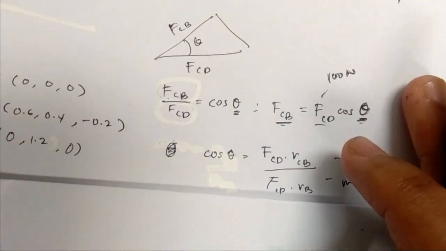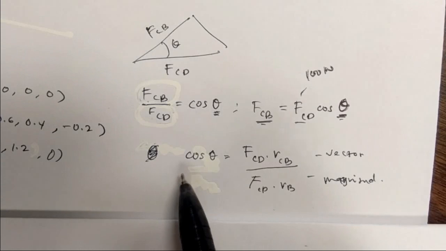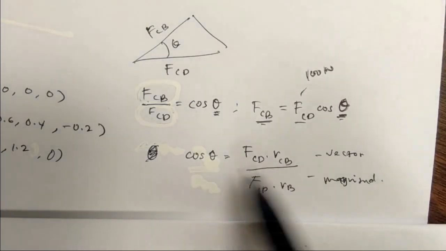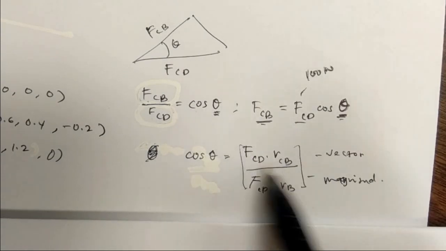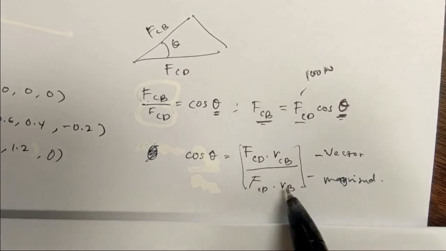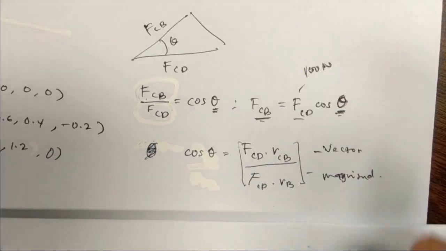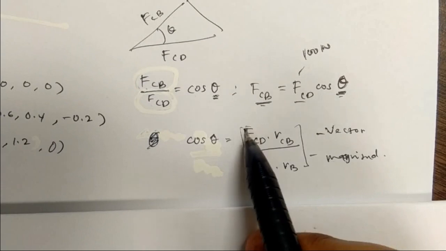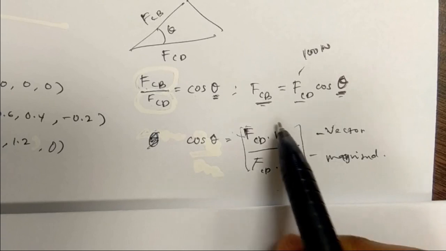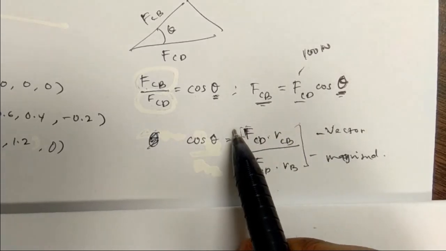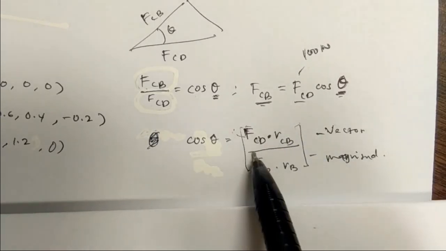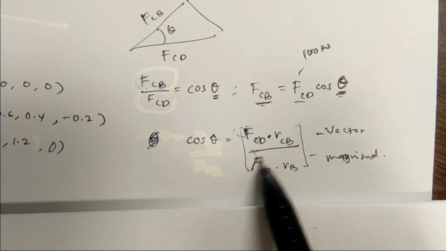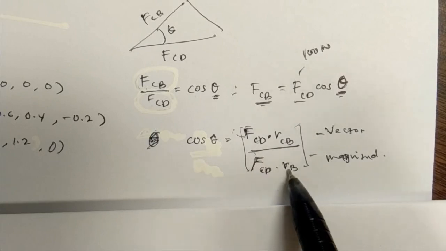So the formula for theta, which we learned before, is cos theta is equal to the unit vector. Up here is a vector, down here is a magnitude. So the vector is for FCD, vector FCD in Cartesian form, and RCB in Cartesian form. If you remember, if you want to multiply Cartesian forms, we use the dot product. And then down here is the magnitude for FCD and the magnitude for RCB.